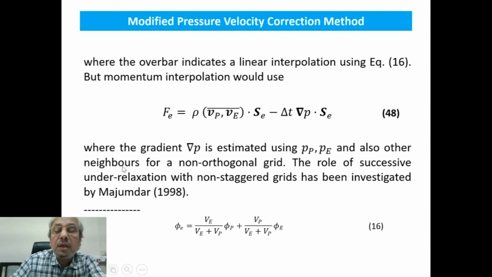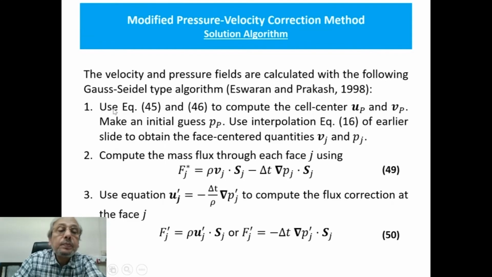Sometimes this contribution is also under-relaxed, and the role of this under-relaxation with a non-staggered grid, because this is a collocated grid arrangement, has been investigated by Majumdar, 1998. It's a very important paper. I would suggest all of you to read this paper. I will give the reference of this paper at the end of the lecture. The velocity and pressure fields are calculated.